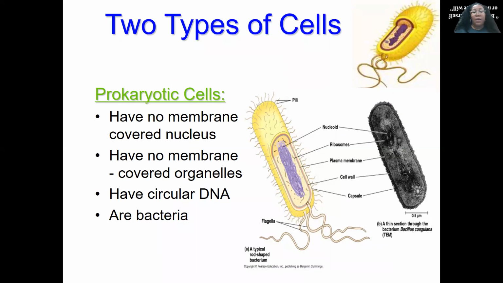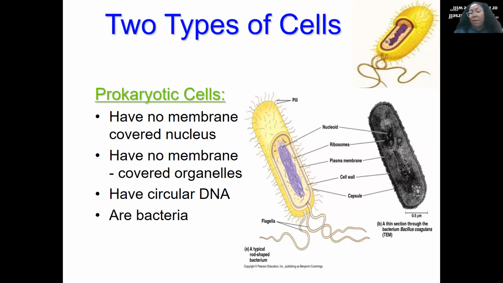So it says that the prokaryotic cell has no membrane covered nucleus. They have no membrane covered organelles. They have a circular DNA, and they are bacteria. So going back, I'm thinking about this, they are bacteria. So guys, when we think about bacteria, we think about it as something bad, something that can make us sick, it can harm us, and make us get scared about it.